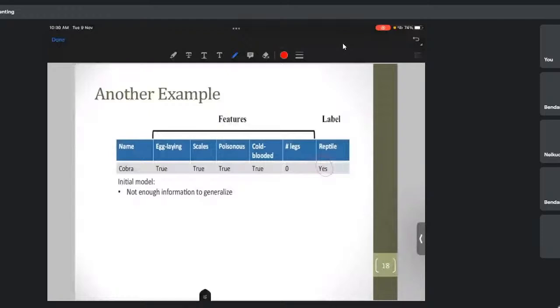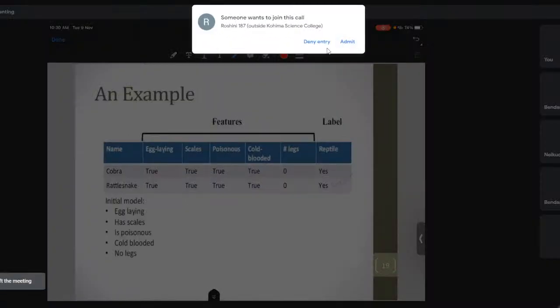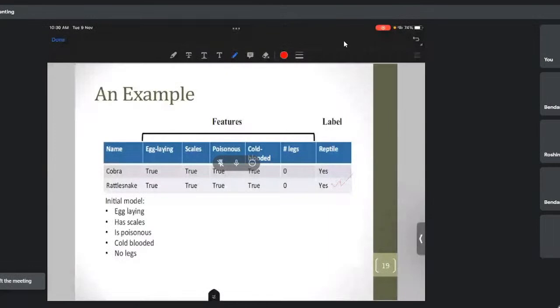We don't have enough information to figure out what the criteria are that will tell you it's a reptile. So to do that, we will get one more. Again, rattlesnake: it is poisonous, cold-blooded. From these two points, we can conclude that a reptile is egg-laying, has scales, is poisonous, cold-blooded. So that is the model.